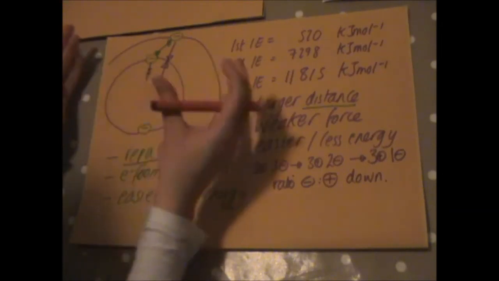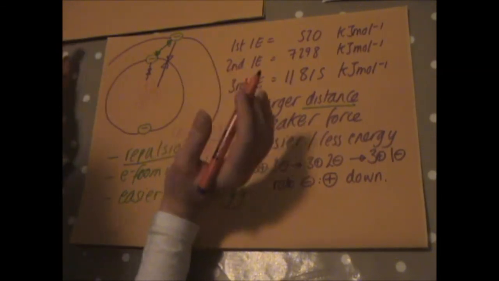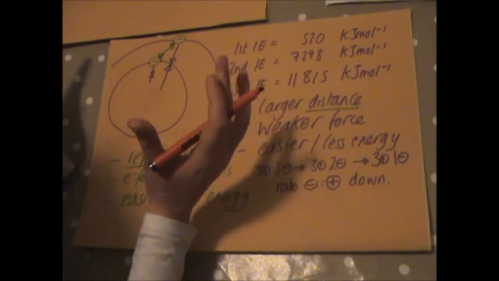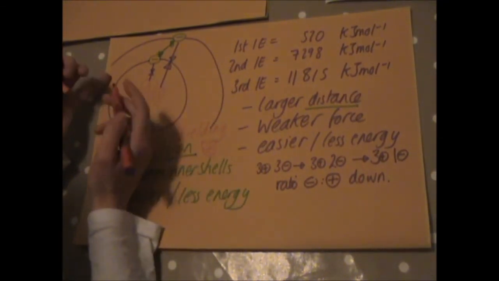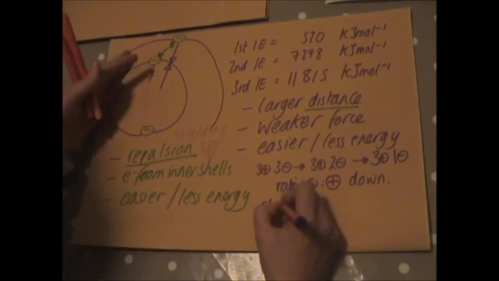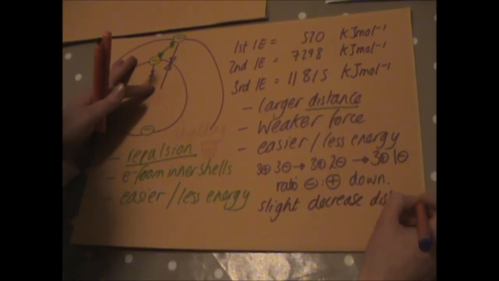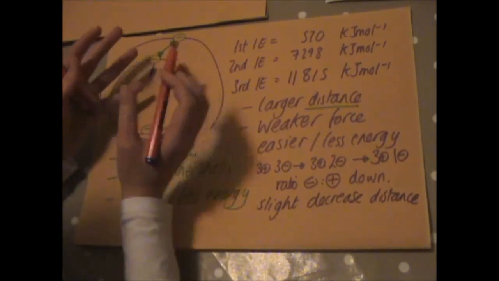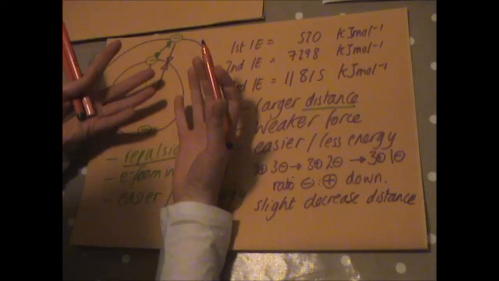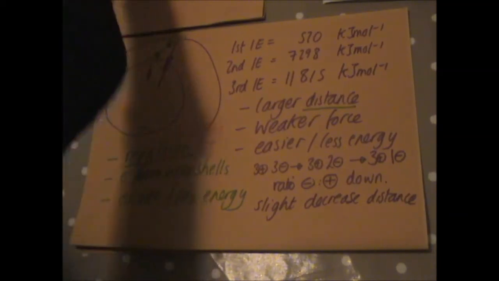So as you're taking these electrons out, the 3 protons have less electrons left that they're pulling towards them. So they can pull those remaining electrons a little bit tighter in towards the nucleus, which means that there's a slight decrease in the distance between the protons and the remaining electron. And that slight decrease in distance means that force is slightly stronger, and so you need slightly more energy to remove it. So let's just have a look back and see what we were going to do.